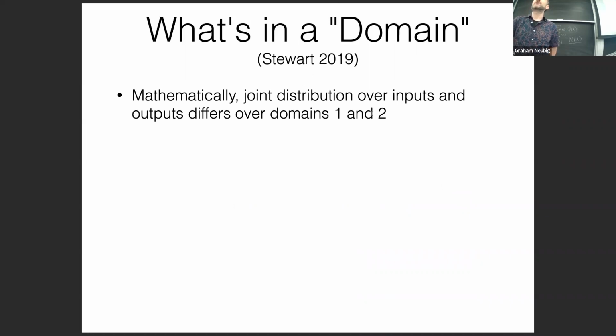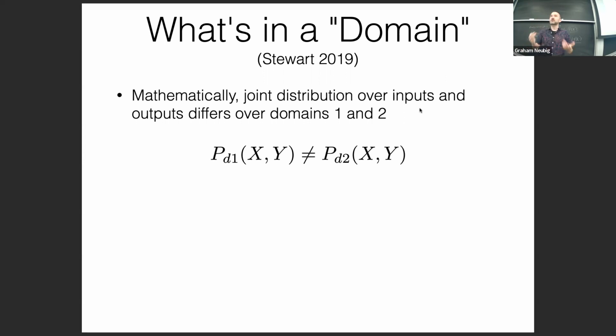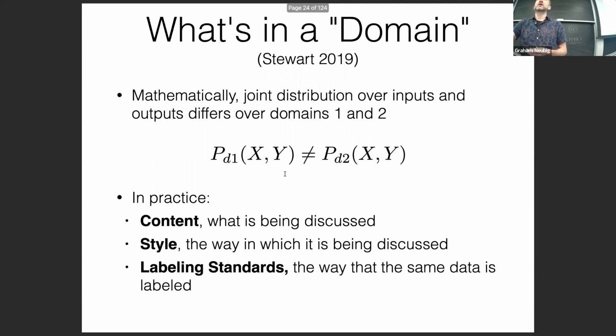So what's in a domain? I'd suggest taking a look at this paper if you're particularly interested in this. One way you can think of a domain is mathematically, as a joint distribution over the inputs and outputs, and it differs over domains 1 and 2. A lot of people, when they say domain, think specifically of topic, or of something else. But you can also think of it as the mathematical definition of the domain of a function, the data that goes into the function. From that point of view, any shift in distribution would qualify. In practice, it can be content, style, or labeling standards. Content is what is being discussed, style is the way it's being discussed, and labeling standards are how the same data would be labeled when we ask people to annotate it.